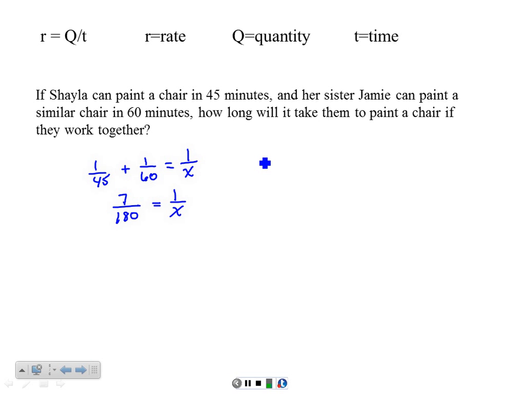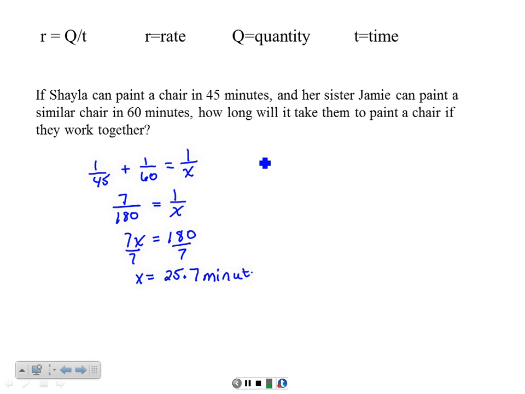And so now what we have is a proportion, and we know how to solve proportions, so we have 7 times x is going to be 7x equals 1 times 180, or 180. And then if we divide by 7, 180 divided by 7 is going to give us 25.7. So it should take 25.7 minutes for them to work together.